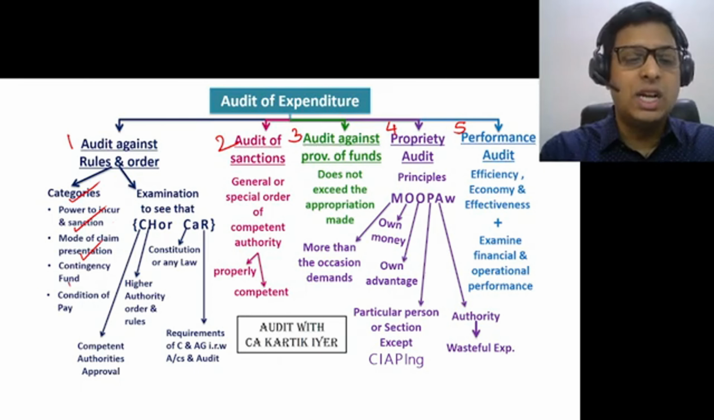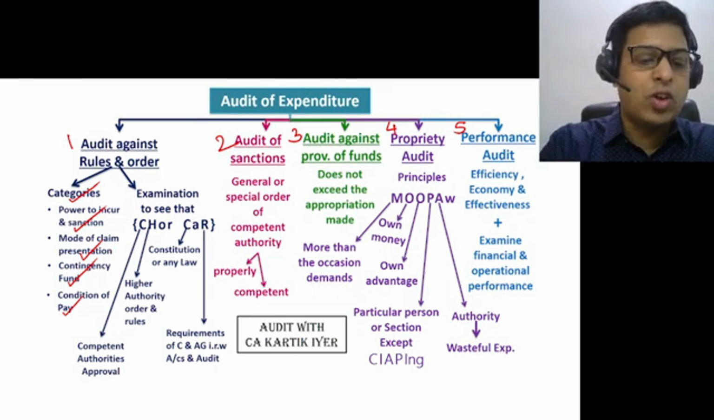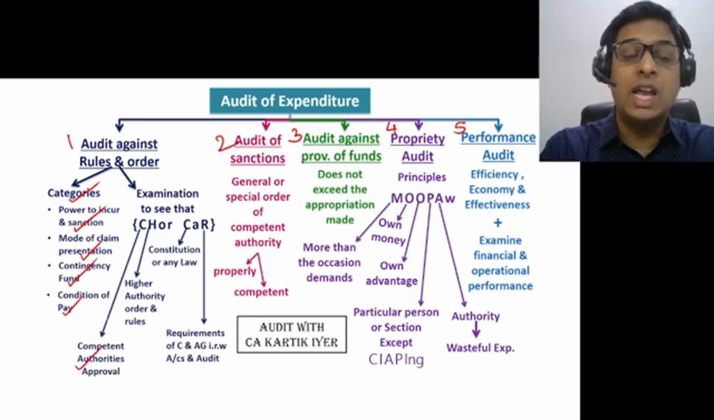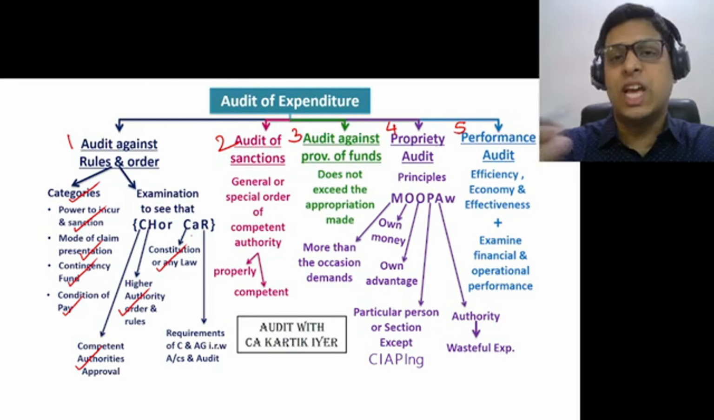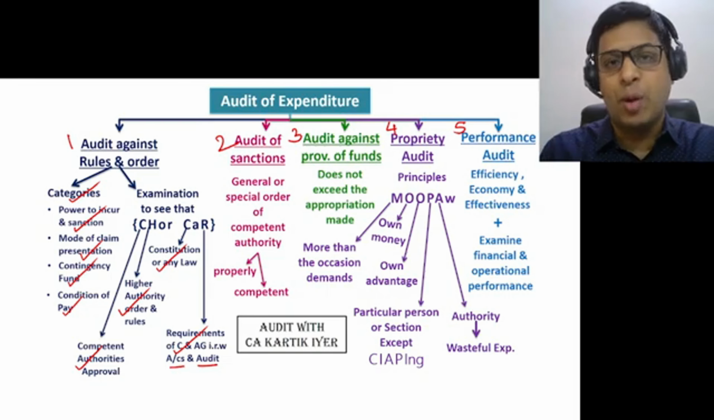Next is contingent funds, and finally the condition of pay for the government employees. Next is in relation to examination. The examination has to be done to see, first, whether competent authority has given the approval or not, whether higher authority orders and rules are followed or not, whether the constitution or any other law in place is complied with or not, and finally whether the requirements of CAG in respect of accounts and audit are maintained by the company properly or not.